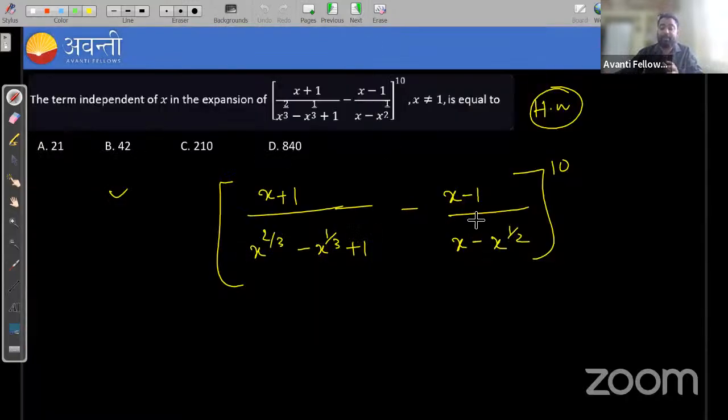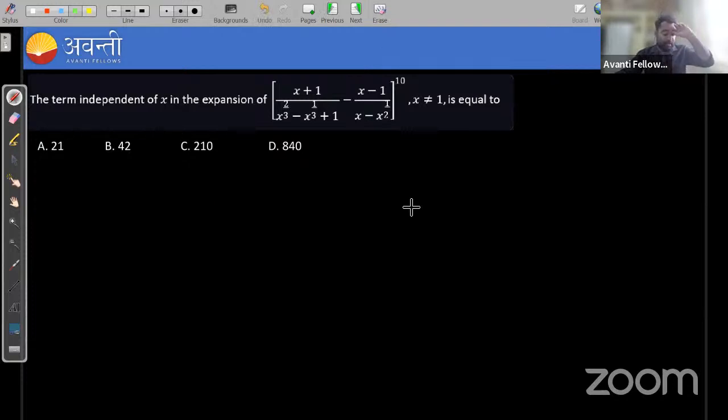How many of you tried this question, guys, and got the answer? Anyone of you tried this question and got the answer, guys? Okay. So let's solve this question.